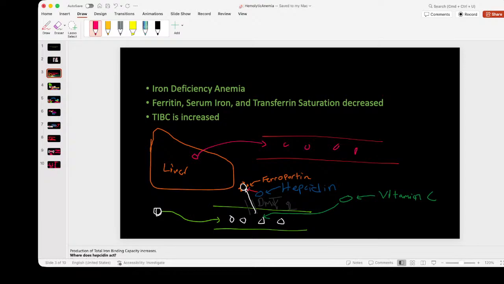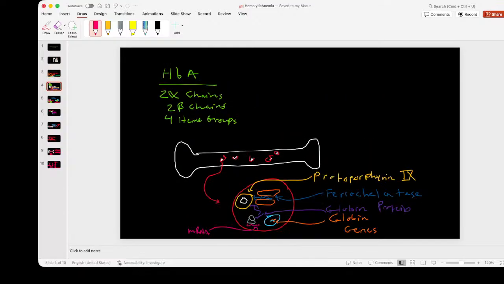It will help with carrying it out and getting absorbed into the bloodstream. And then this next one here is actually showing you a picture of a bone marrow.